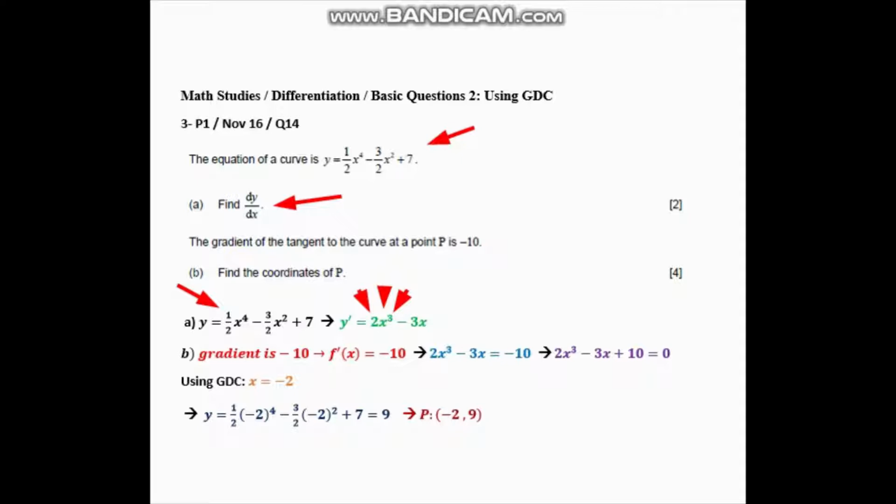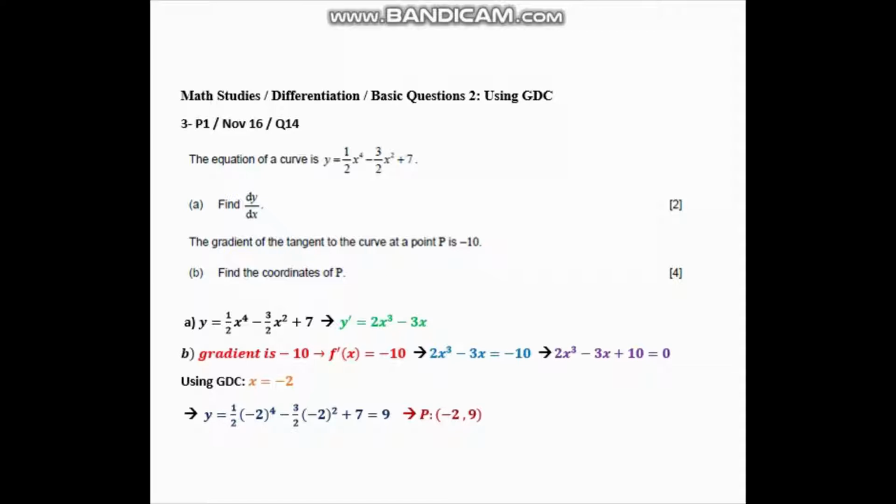Same thing with the second term. I have negative 3 over 2x squared, so I shall multiply the old power by the number beside the x. 3 over 2 times 2 gives me 3, so there is my 3. And the x squared becomes x power 1, or just x, because I reduced the power by 1. Finally, the third term, which is a constant, vanishes entirely from my expression. Hence I obtain the green expression, which is the solution for question A.